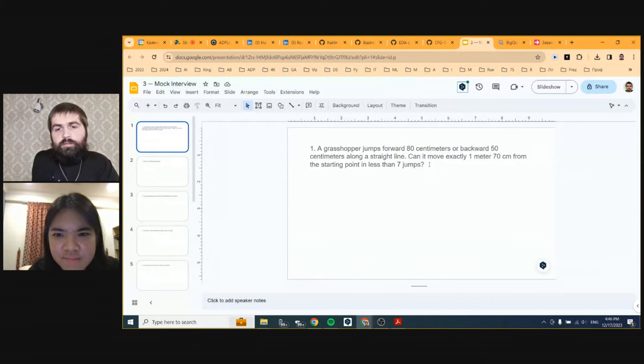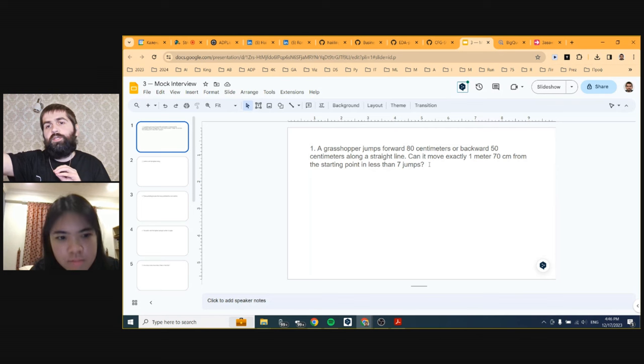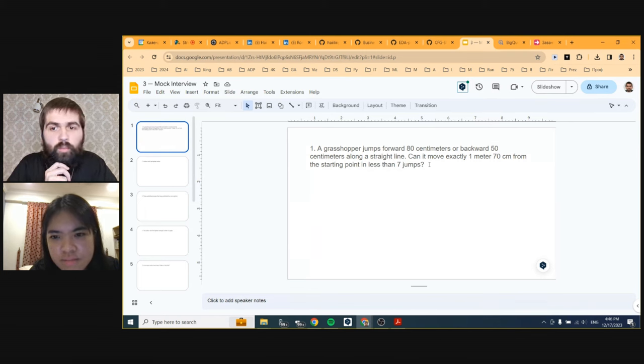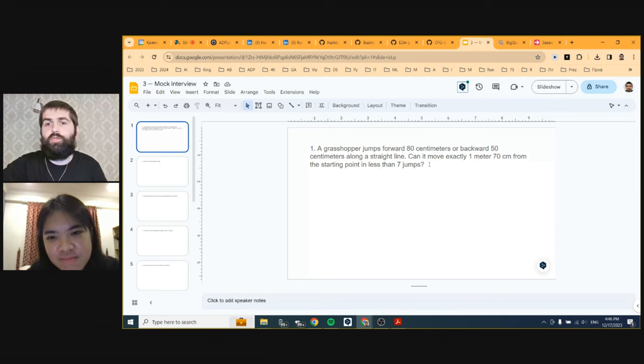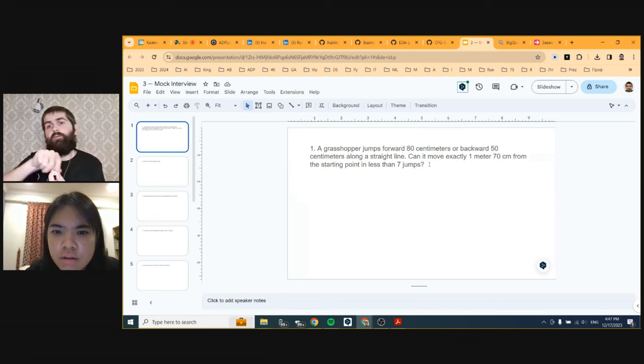Okay, imagine a grasshopper. This grasshopper can jump in two directions. It can jump forward 80 centimeters, or it can jump backward 15 centimeters along a straight line. Can this grasshopper move exactly 1 meter 70 centimeters from the starting point in less than 7 jumps? Oh, so it doesn't matter if it jumps forward or backward, it can do both. Yeah, so we have some point, and this grasshopper can jump forward or backward from this point. It doesn't matter how you see it, right or left. Can it be 1 meter 70 centimeters forward or backward in less than 7 jumps, given its jumping ability?